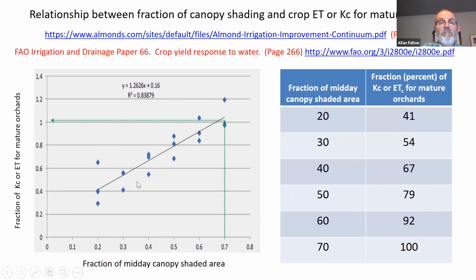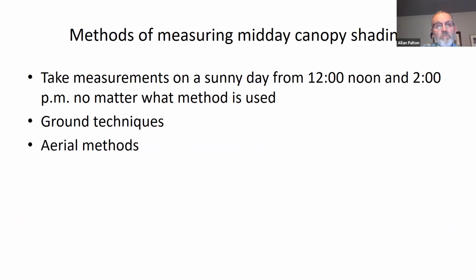This is just putting the graphic presentation into a tabular form. At 20% canopy light interception, roughly 41% or 40% of full ET. At 70%, it progresses fairly steadily up, and at 70% canopy light interception, above 100% full ET. So with this information in mind, to apply it, you need to then be able to go out and measure the canopy shading in your orchard.